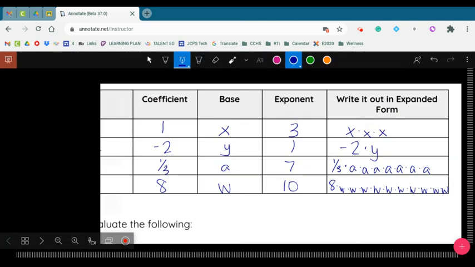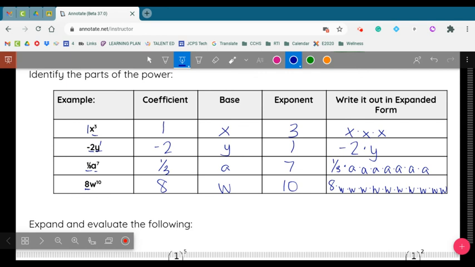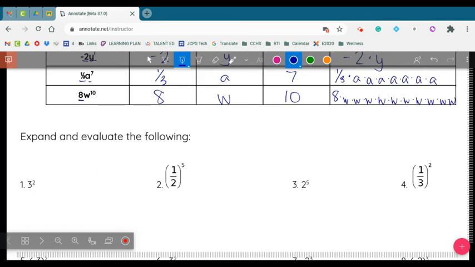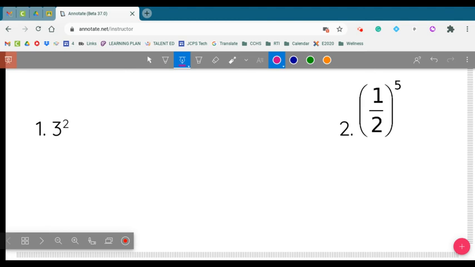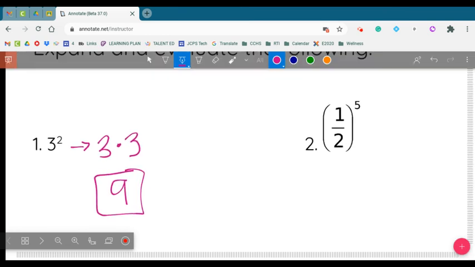Okay, so that is how we identify the parts. So now we're going to write it in expanded form. We're also going to evaluate it. Now, I will say this is where you guys can really utilize your calculators too, okay? So on the first one, it says expand and evaluate the following. If I have 3 to the second, that means I have 3 times 3, because I have 3 multiplied twice. 3 times 3 is going to be 9. So that is your answer.